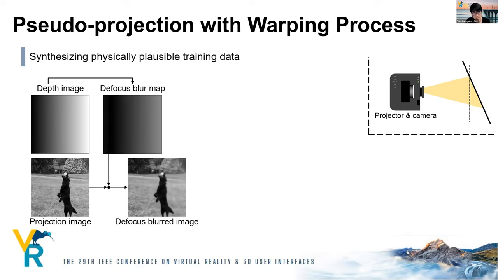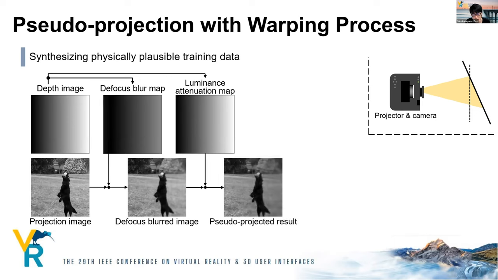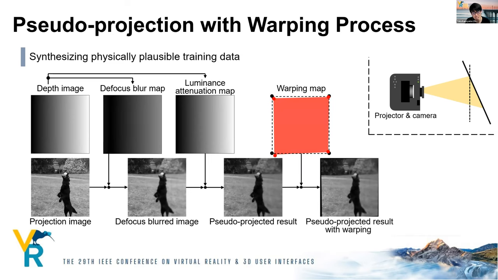When this projected image is captured by the camera, the luminance is attenuated due to the inverse square law of light intensity. Therefore, we generate a luminance attenuation map representing the luminance reduction. Based on the luminance attenuation map, the intensity of the blurred image is attenuated. Finally, we slightly warp the generated image considering the imperfection of the alignment of the projector and the camera in a physical setup.